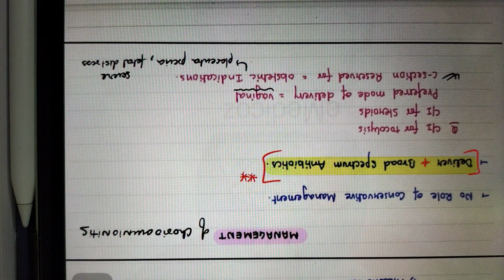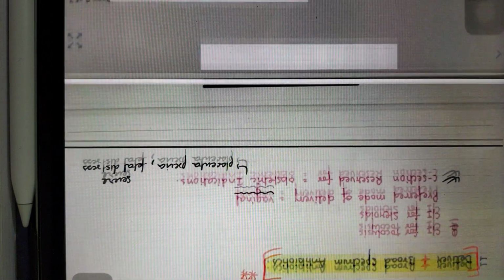Now, management of chorioamnionitis. There is no role of conservative management. We have to deliver the baby, and broad spectrum antibiotics are given. Chorioamnionitis is a contraindication for tocolytics and a contraindication for steroids. Preferred mode of delivery is vaginal. C-section is reserved for obstetric indication, that is placenta previa, severe fetal distress.